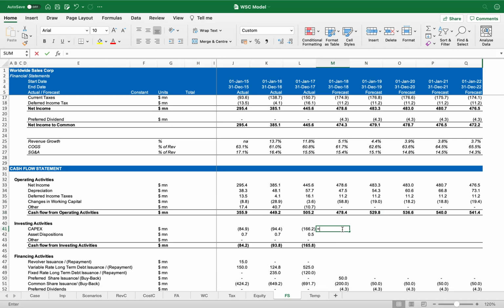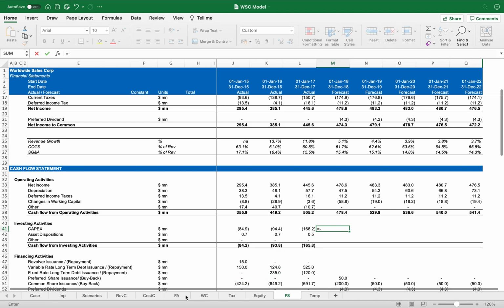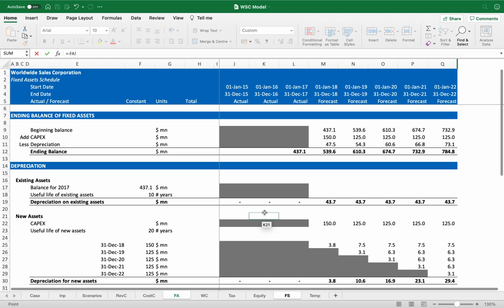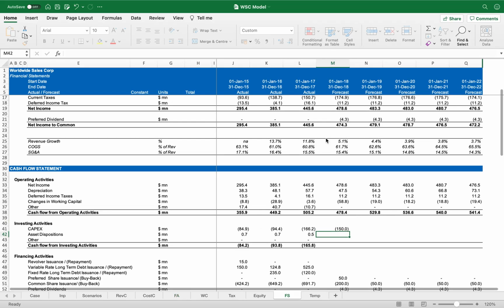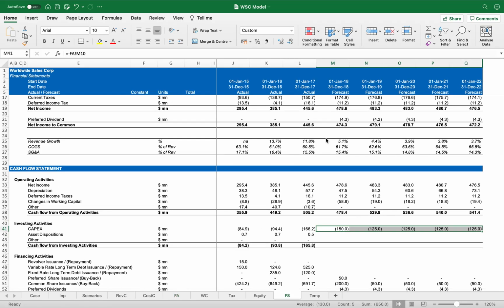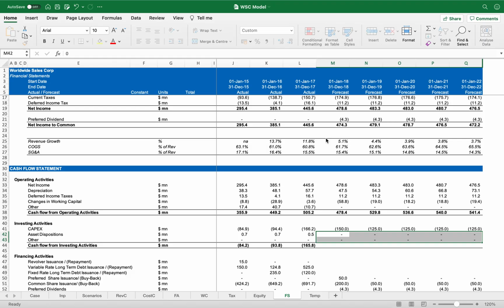Capital expenditure. Do I have the figures? Absolutely. So let's just link the capital expenditures. Do we have any information for asset dispositions and again other investing activities, something other? No, right? So again I will take it as 0.